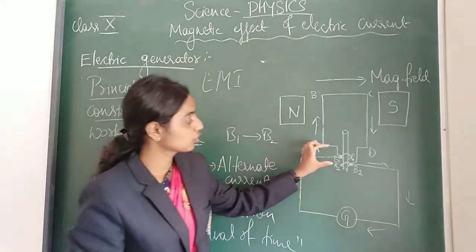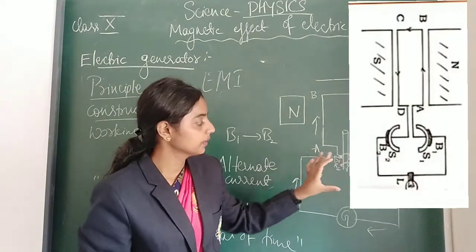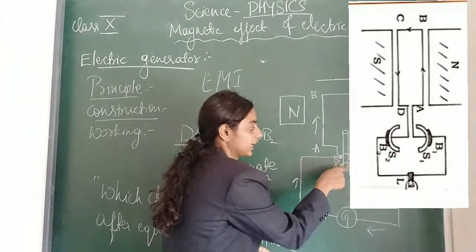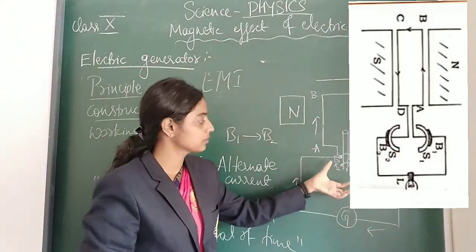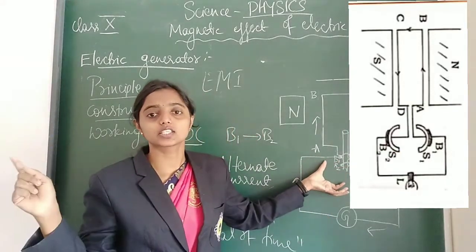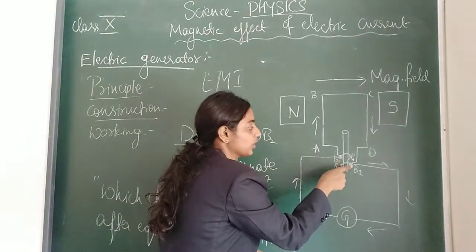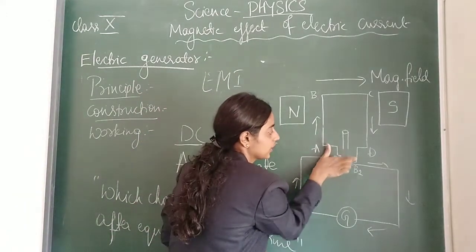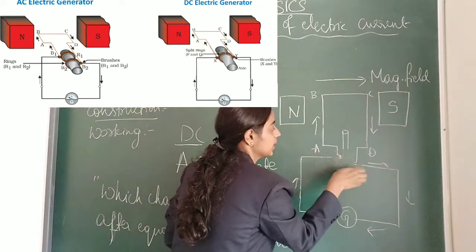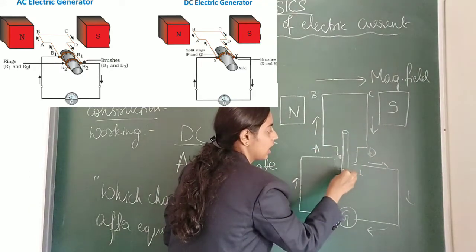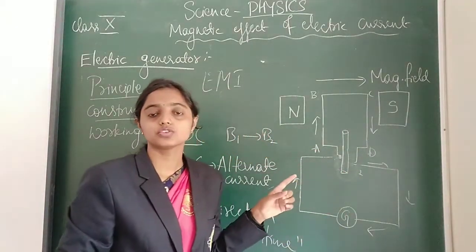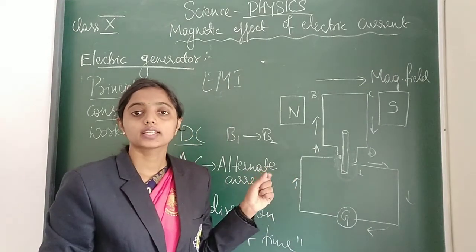For that we should modify the diagram a little bit. The diagram is almost similar to an electric motor. Instead of taking two rings R1 and R2, we should take a commutator, which we used in the electric motor, that is a split ring.